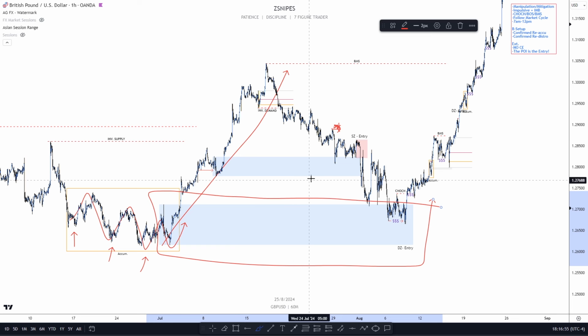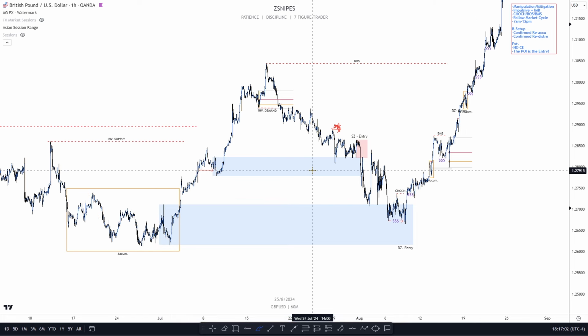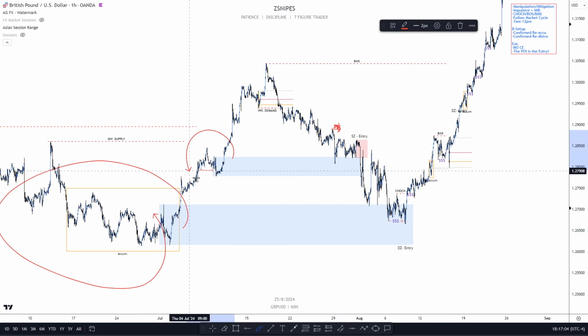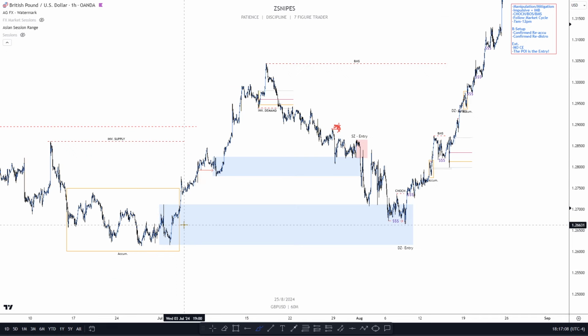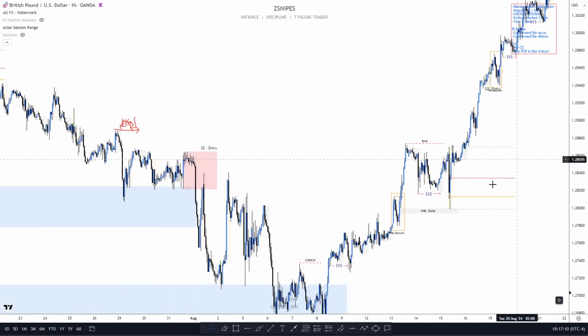So we cannot say this demand zone and that demand zone have the same characteristics, right? That's just one thing. This is the origin. This is a continuation move. Okay, the origin is always going to be your highest probability demand zone. So what happens when we get into this origin?